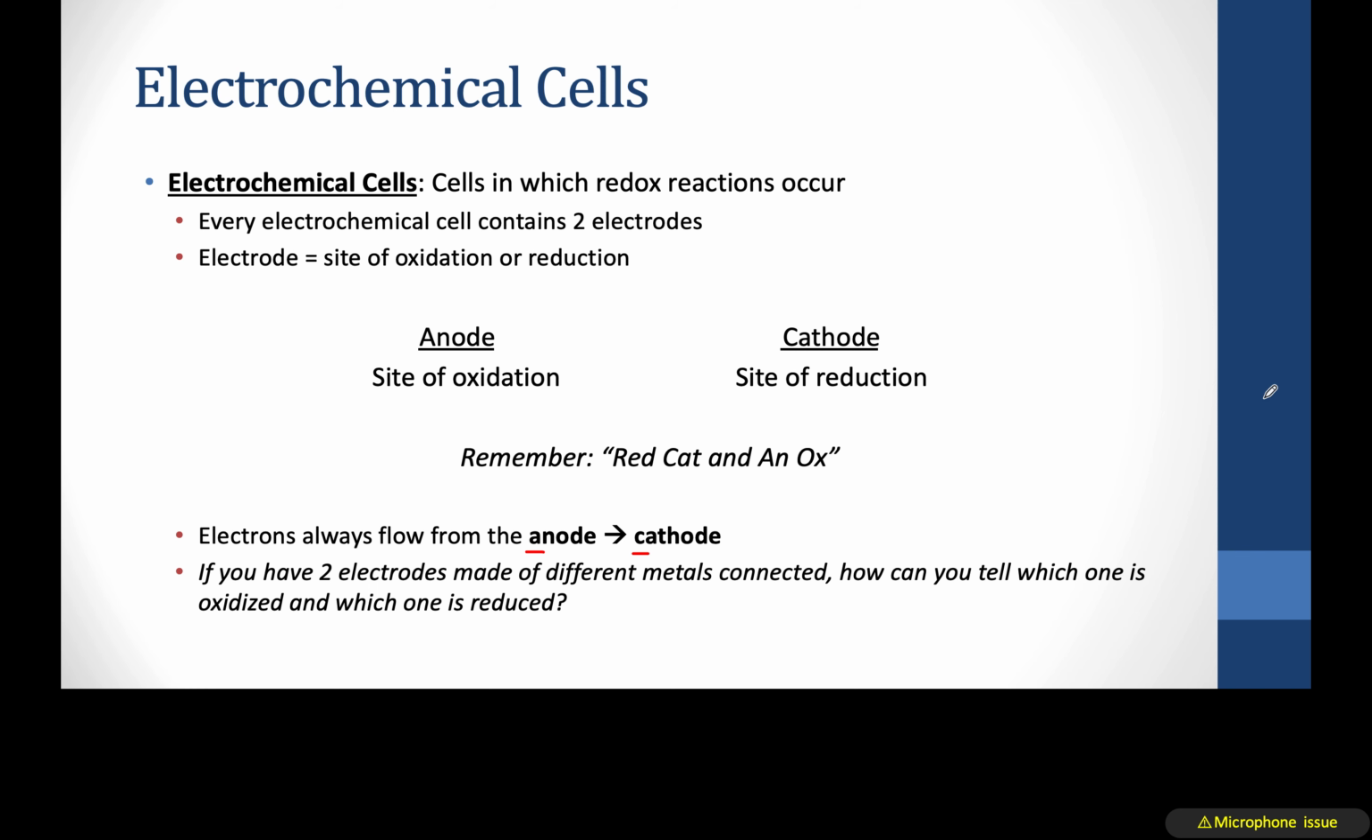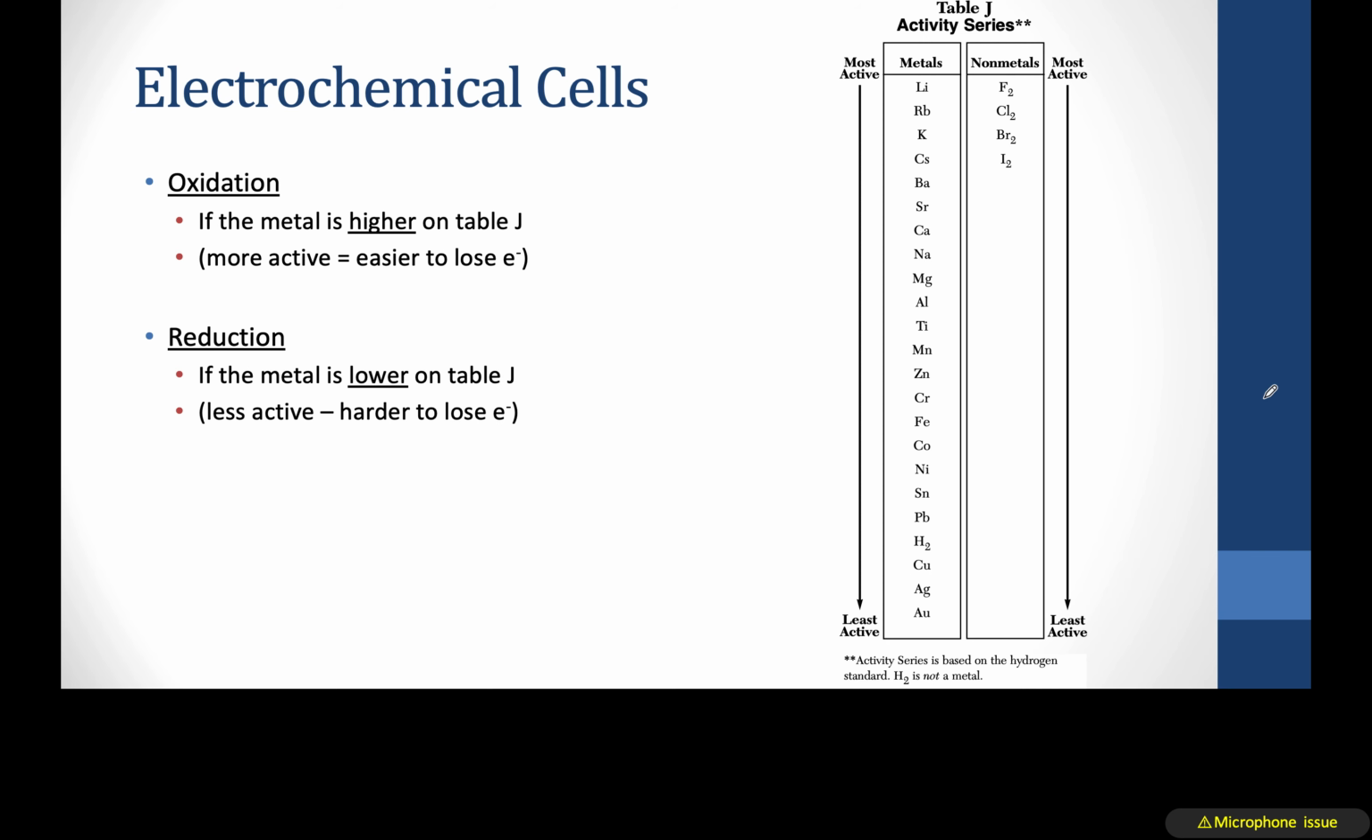So the question is, right, if you have two electrodes made of different metals, how can you tell which one is oxidized and which one is reduced? Or even how could you predict before you even do it, right? You could probably tell because the one that gets oxidized might change color, right? You might see new compounds being formed. But let's go with the prediction, right? How do we know? If I have two metals, how do I know which one's going to get oxidized and which one's going to get reduced?